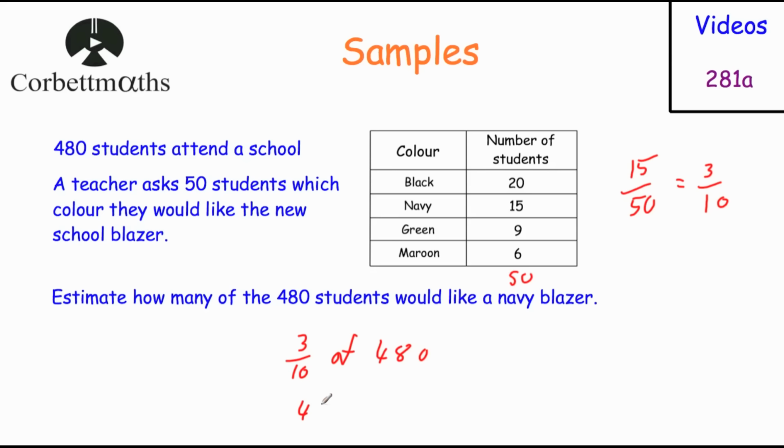So we'll do 480 divided by 10, that's equal to 48, and then we'll do 48 multiplied by 3, and that's equal to 144. So that's it. If we were asked how many of the 480 students would like a black blazer, we would have done 20 over 50, which is 2/5, and then work out 2/5 of the 480 and so on.